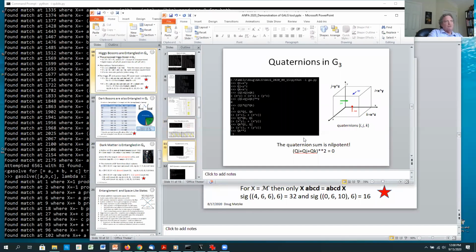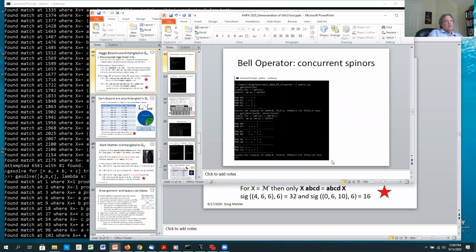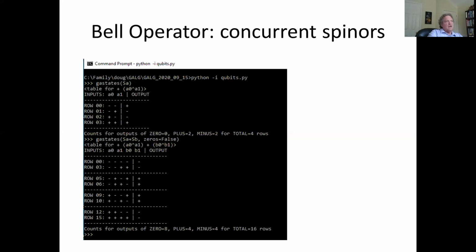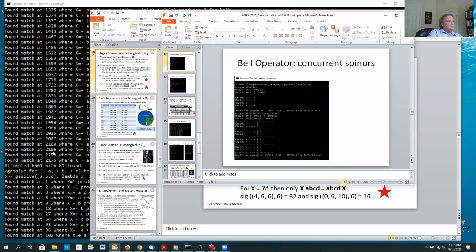I talked about the neutrinos. Let's talk about the quaternions. Okay, let's talk about these, what I call the concurrent spinors. We're going to look at S sub A, and we're going to look at S sub A and S sub B. Okay, so let's do that.